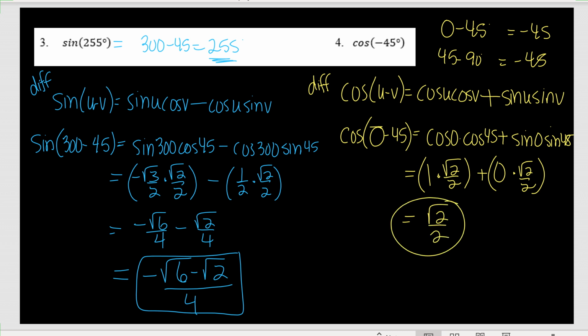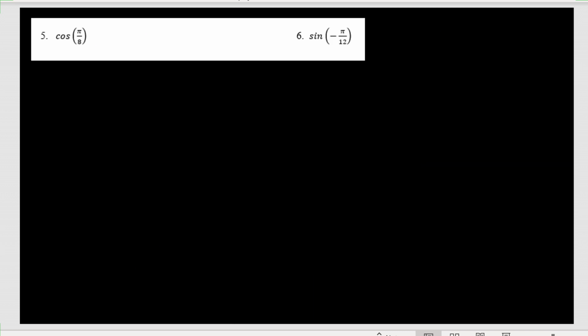There we go. Now think about that for a quick second. Where is cosine of negative 45 degrees? That's going to be down in quadrant 4, and it's equivalent to 315 degrees if you go around the positive direction, and cosine is positive in that angle. Good job.